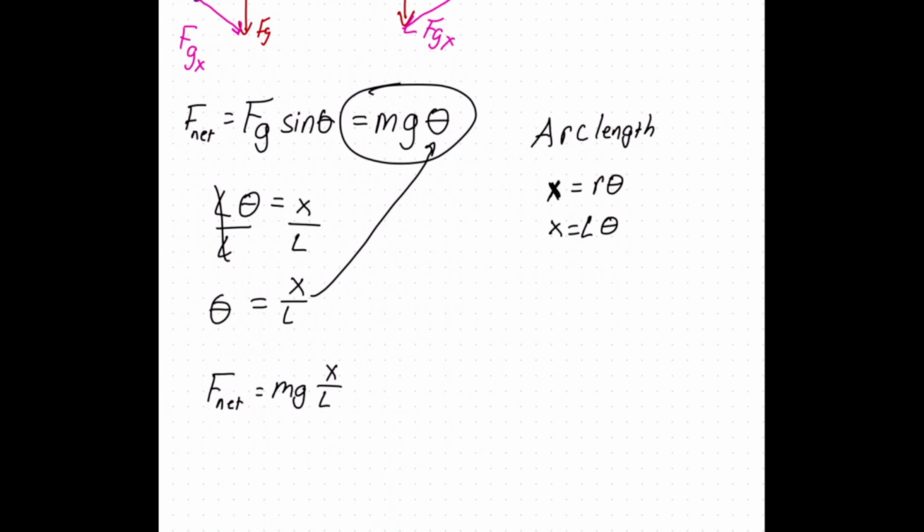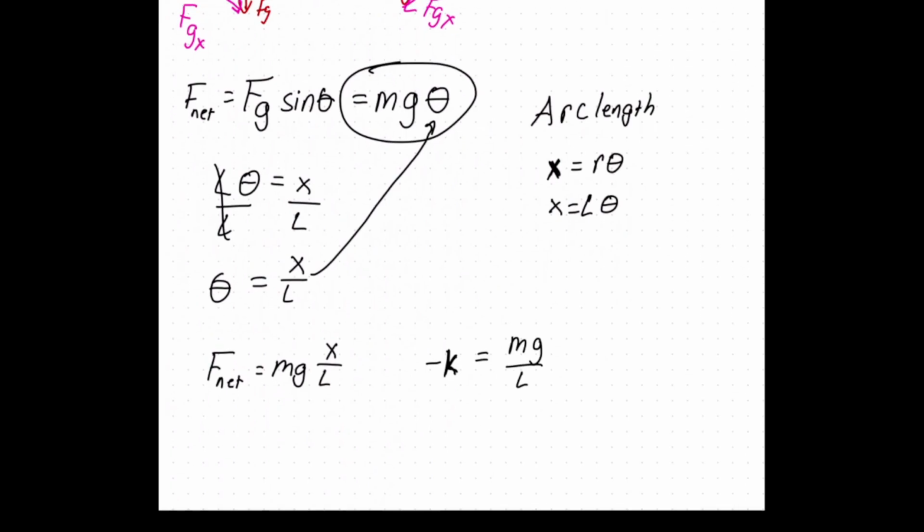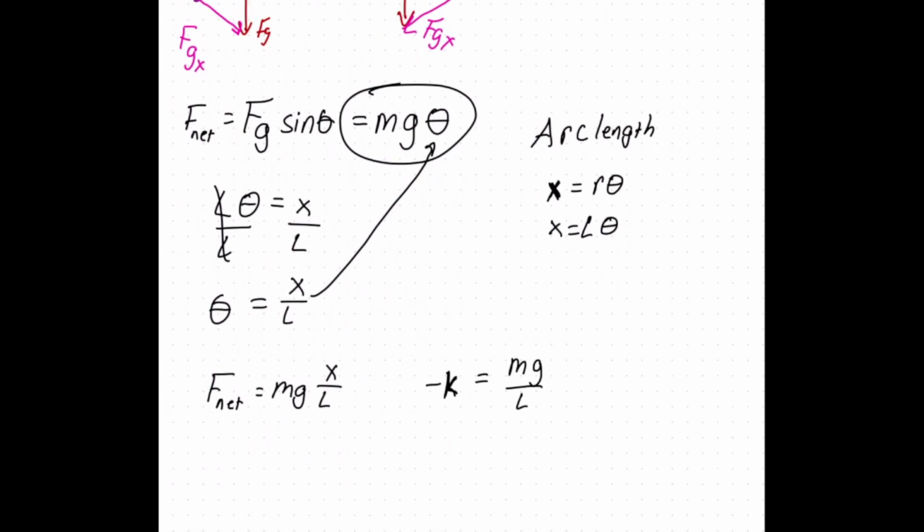The next thing that I want to do is introduce a variable. I'm going to call this variable negative k. And why am I calling it negative k? Don't worry. I'm going to say that negative k is equal to m times g divided by L. And if I substitute that in, I would get my force is equal to mg over L, which is negative k, times x. And here we have an equation that is similar to our Hooke's law equation for springs. So indeed, this looks just like a spring equation.